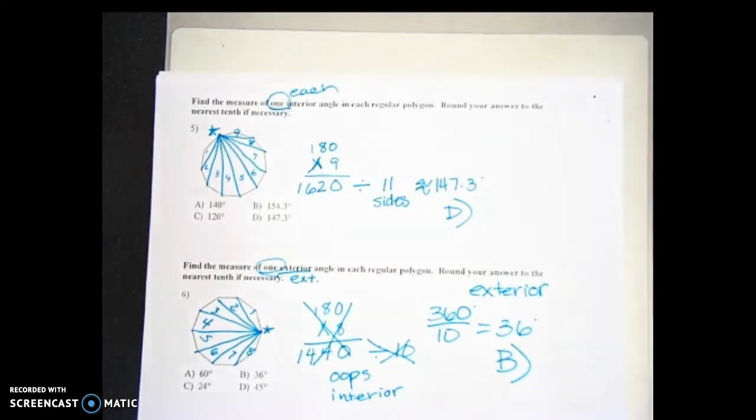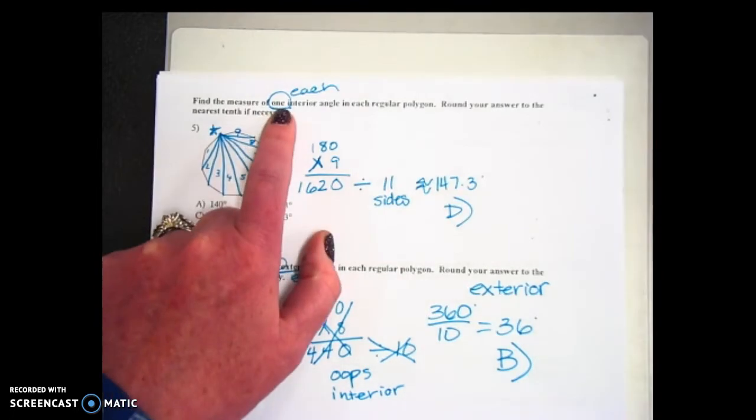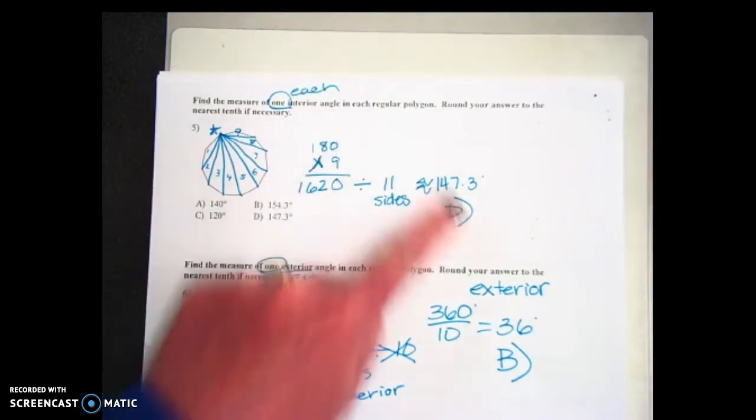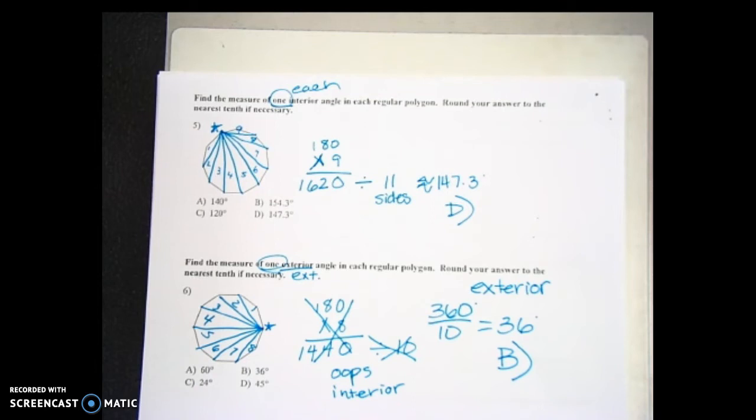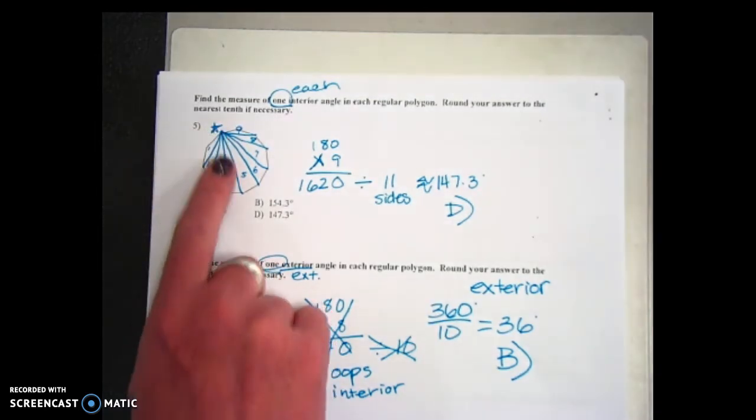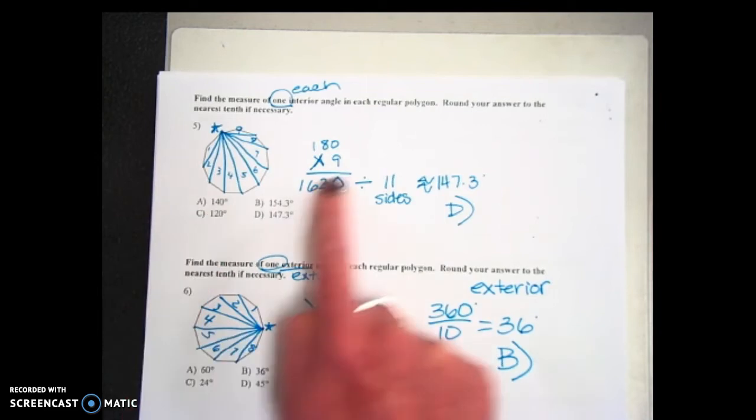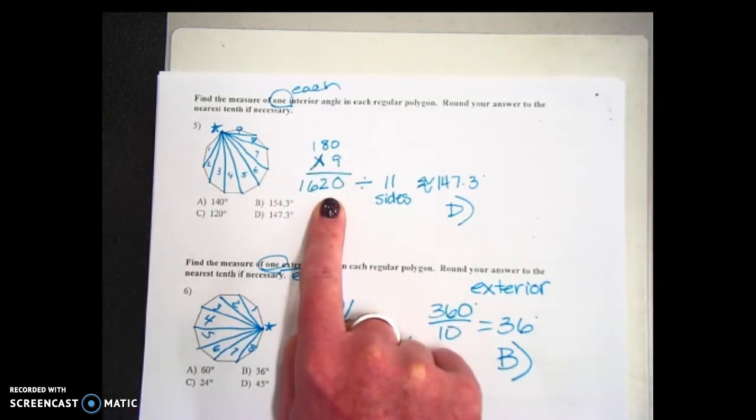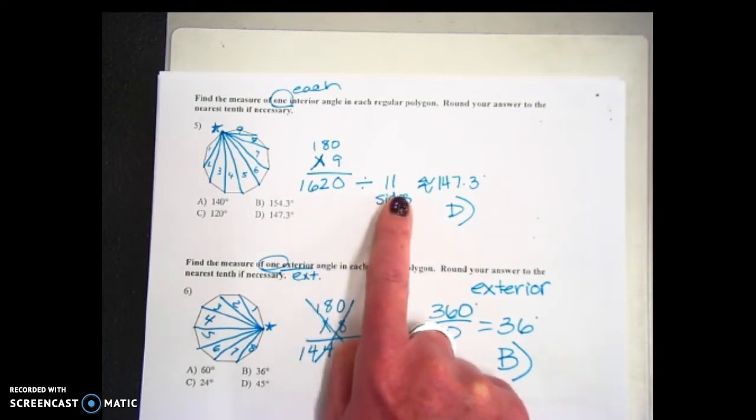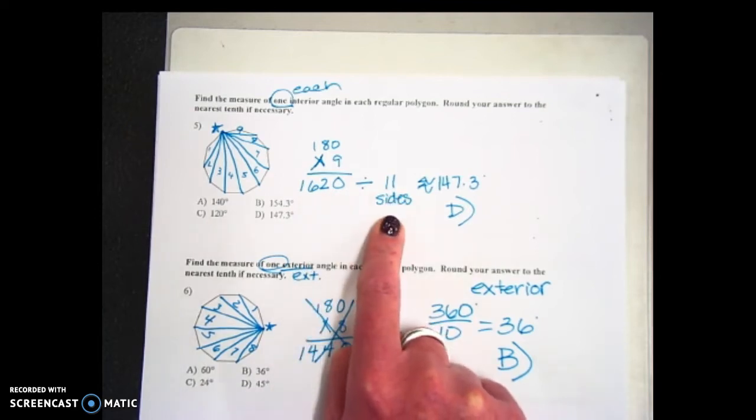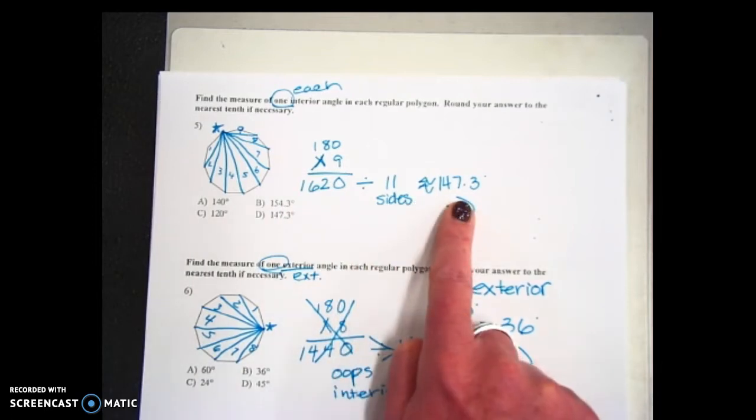Top of page 2, number 5 says, find the measure of one or each interior angle. So you start just the way you did in number 4. You pick a vertex, make as many triangles as you can inside, and multiply that by 180. So the total degrees is 1,620, but they just want 1. So you have to divide by the number of sides, which there's 11 sides. There's 9 triangles, but there's 11 sides. So when you punch it in your calculator, you're going to get a decimal pretty close to 147.3.